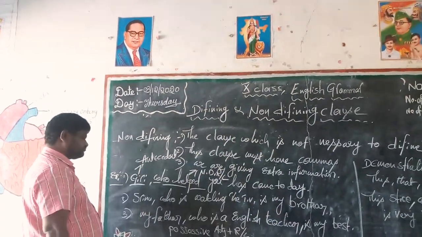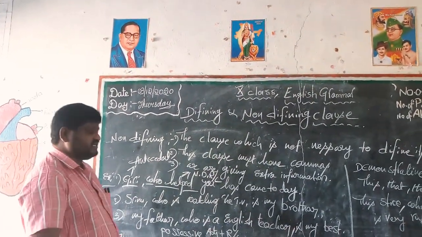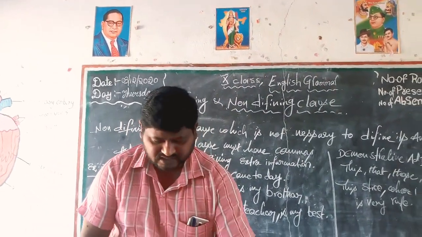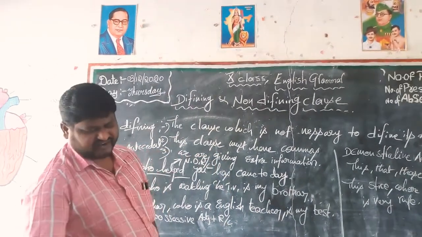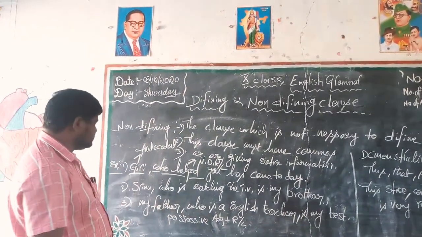And the second one: Sriram, who is watching the TV, is my brother. Sriram, who is watching my TV, is my brother. My dear friends, here, who is watching? Sriram.